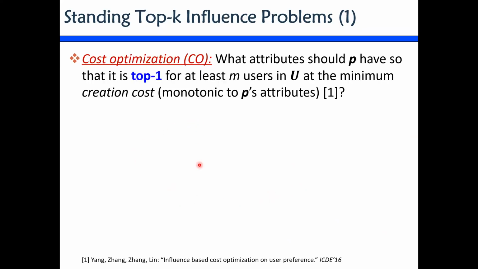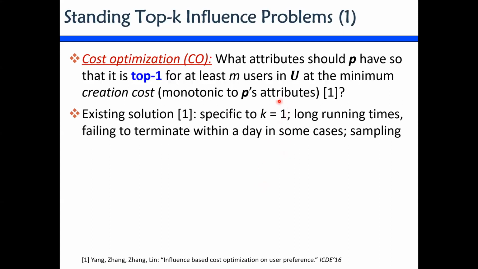The first of these problems is the CO problem. Here, the question is what attributes a new product should have so that it is the top 1 option for at least M of the available users. As a secondary criterion, we want to also minimize the creation cost for this new product. Now, the creation cost is defined by a function that is monotonic to the attributes of the product. The existing solution, first of all, is specific only to K equals 1. And second, it takes very long to run.